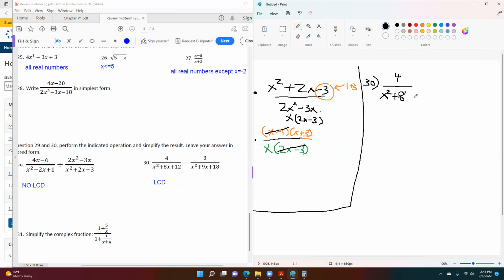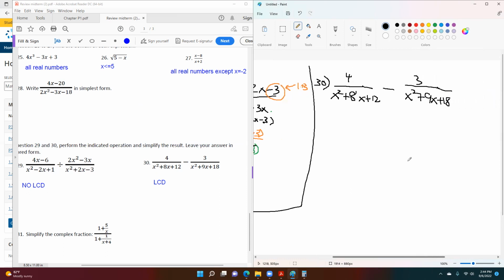And so question 30, yes, you have to find the LCD here. So before you find the LCD, you have to factor this. So go ahead and factor your denominator. What is x squared plus 8x plus 12? And also factor x squared plus 9x plus 18.